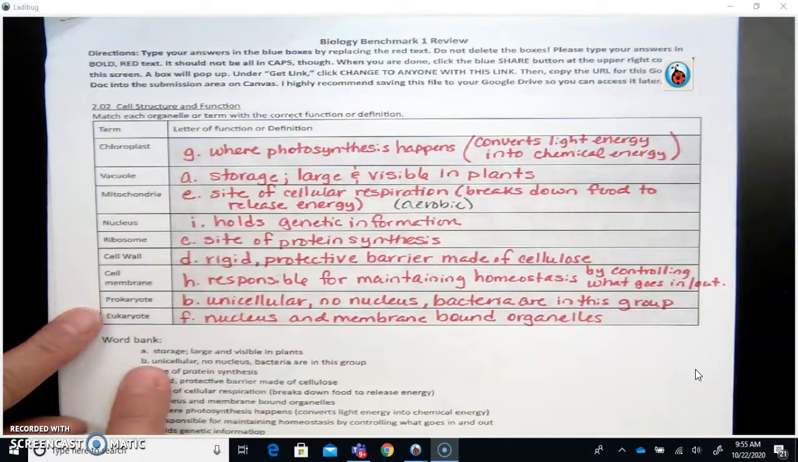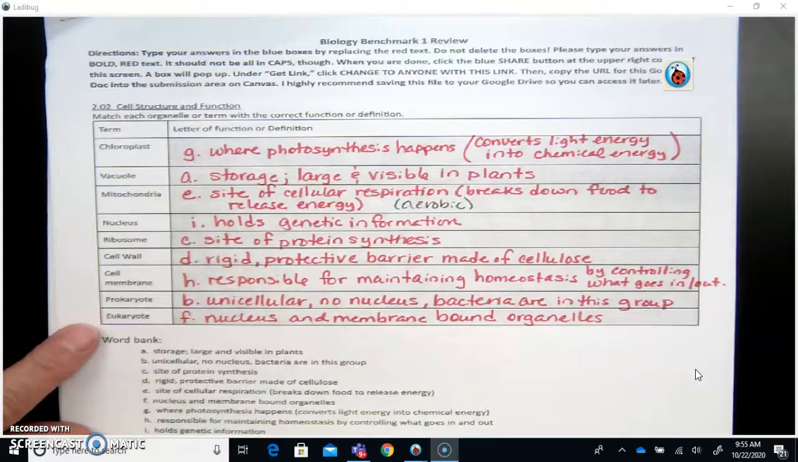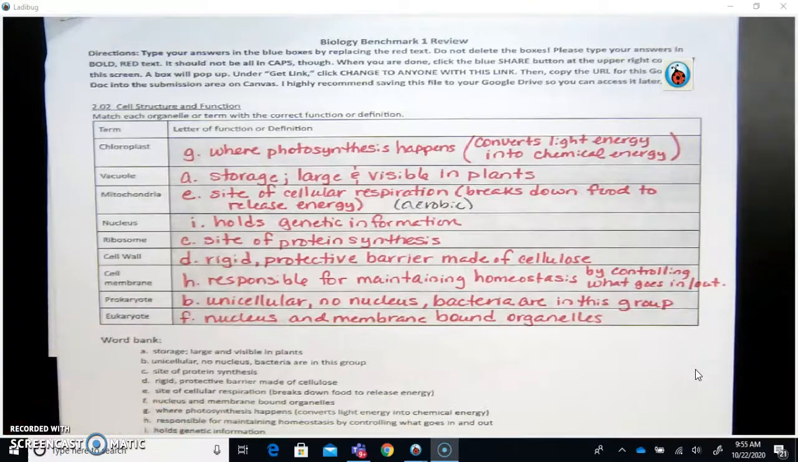Prokaryote is B. All prokaryotes are unicellular. They have no nucleus. Remember, no. They are bacteria. Eukaryote is F. They have a nucleus and membrane-bound organelles. Remember, EU, true nucleus, true membrane-bound organelles.